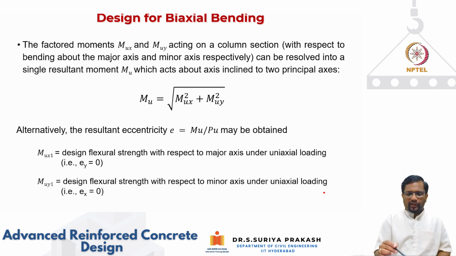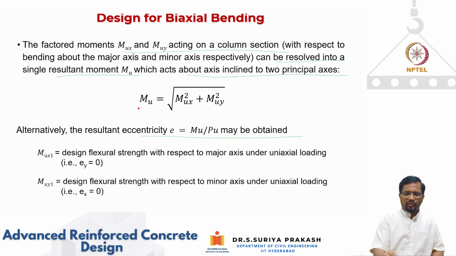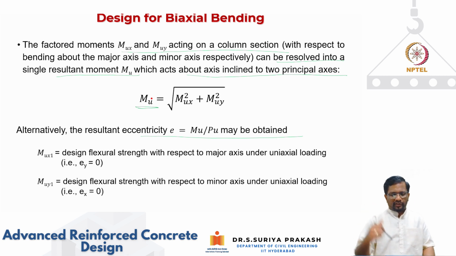Okay, so the factored moments acting on the column section with respect to bending about major axes and minor axes can first be resolved into a resultant bending moment Mu, which acts about an axis inclined to the two principal axes. So, how do you find the resultant bending moment? You take the square root of Mux squared plus Muy squared, and then you can also find out the resultant eccentricity, which is the resultant bending moment divided by the axial compression.